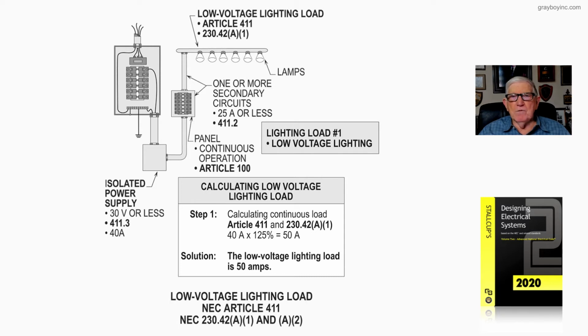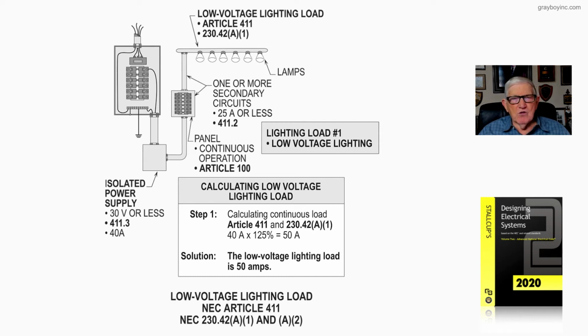In 230.42(A)(1), we're going to determine the service load. And we have one or more secondary circuits at 25 amps or less in accordance with 411.2 in the NEC. And it's a continuous load in accordance with Article 100. It naturally could burn all night long, say more than 3 hours. And the lighting load is still number one. It's the number one load that we're figuring, and it's the low voltage lighting.